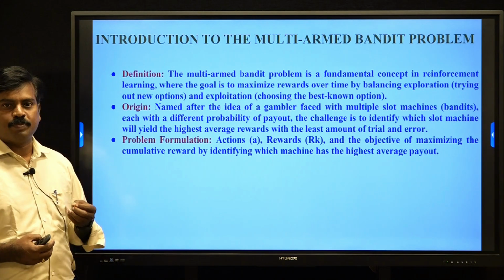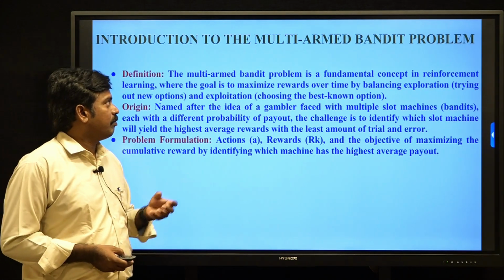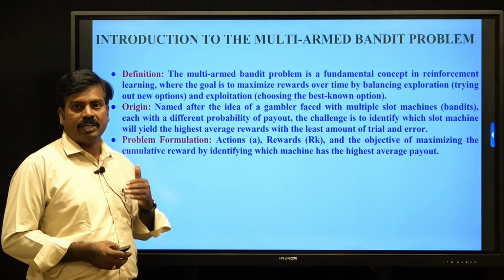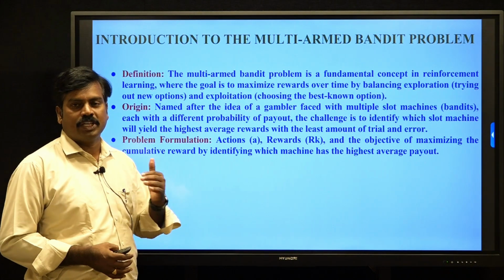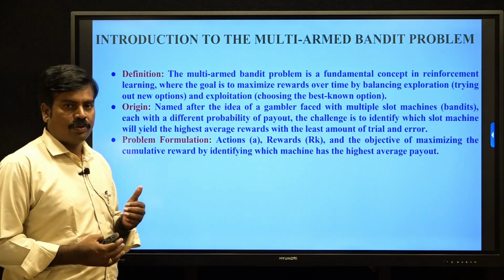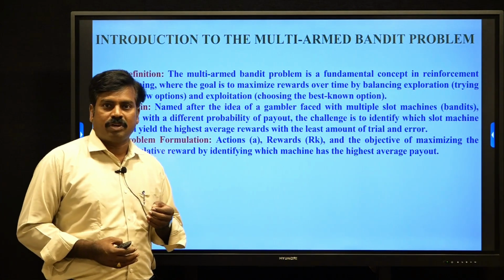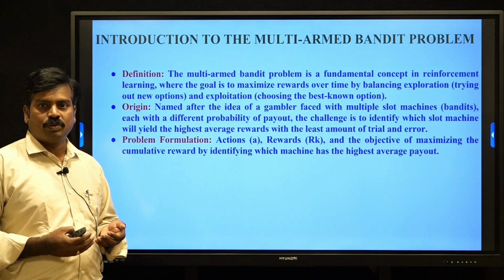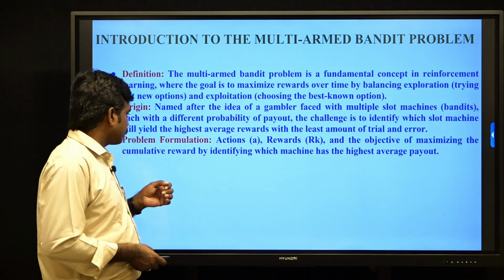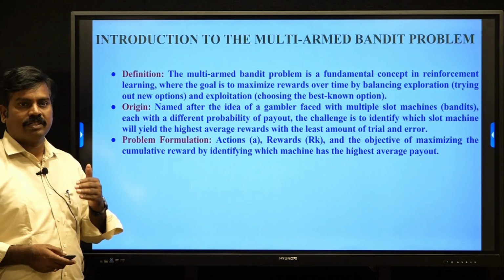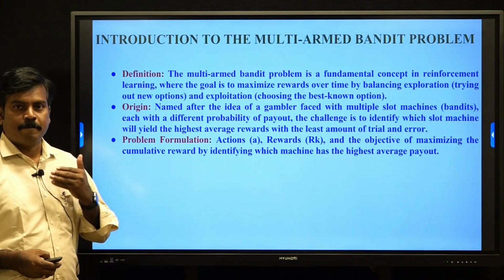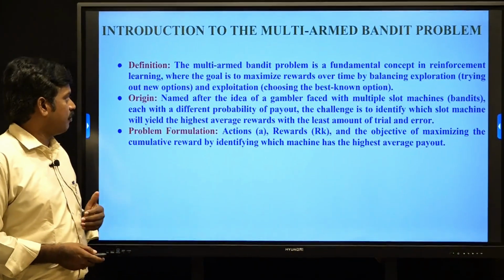We identify the best payout machine. That is the main objective of the multi-arm bandit problem. Multi-arm means we have a number of arms and a number of machines. Each machine has its own payouts, with different probabilities of payouts. So the multi-arm bandit problem is a basic concept of reinforcement learning, used to make decisions under uncertainty. So the problem is which action, which machine, we choose that gives the best payout. That is the main problem formulation.